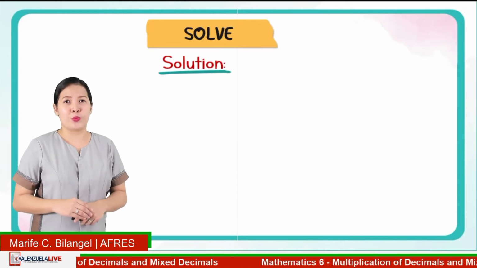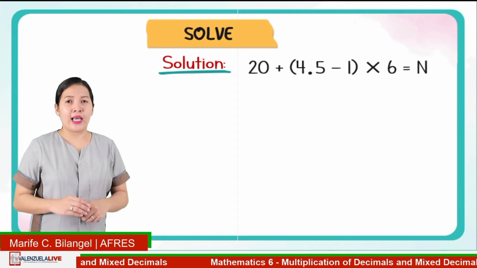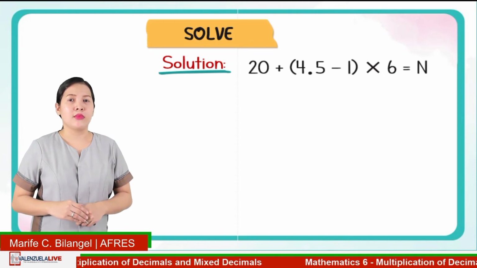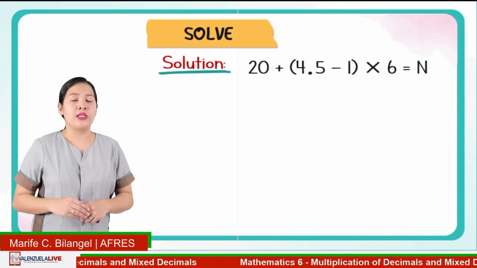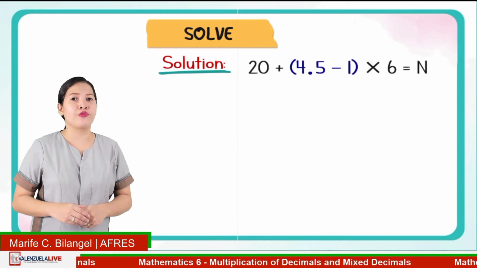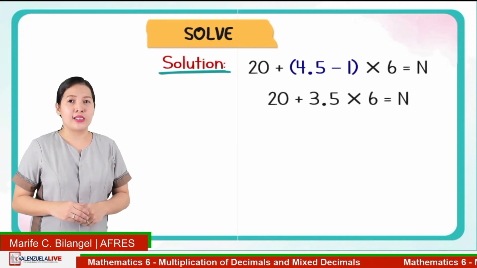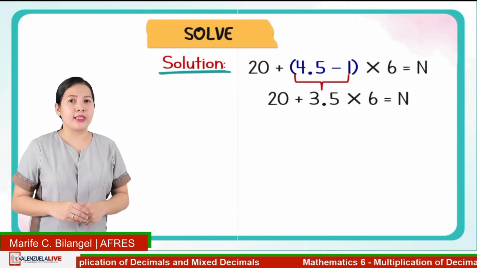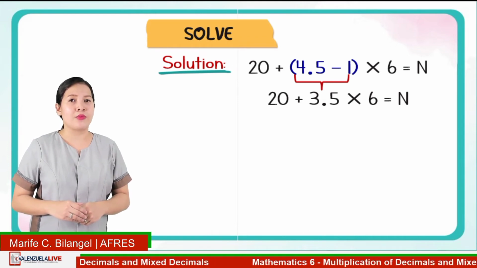Let us solve this problem. Again, applying the rules of order of operations. So we perform first the numbers in the parentheses. So we have 4.5 minus 1, that is equal to 3.5. Then we have 20 plus 3.5 times 6.